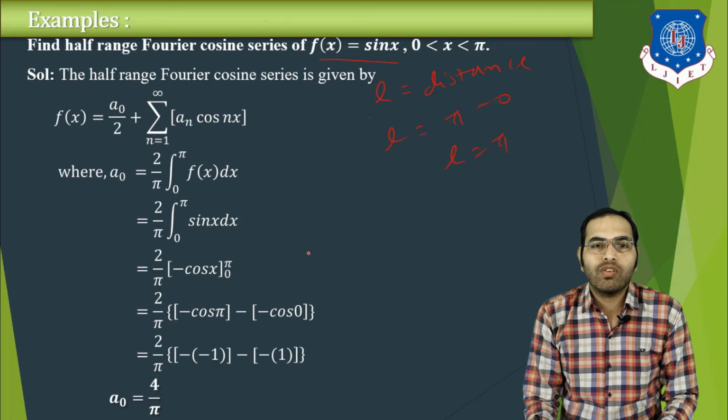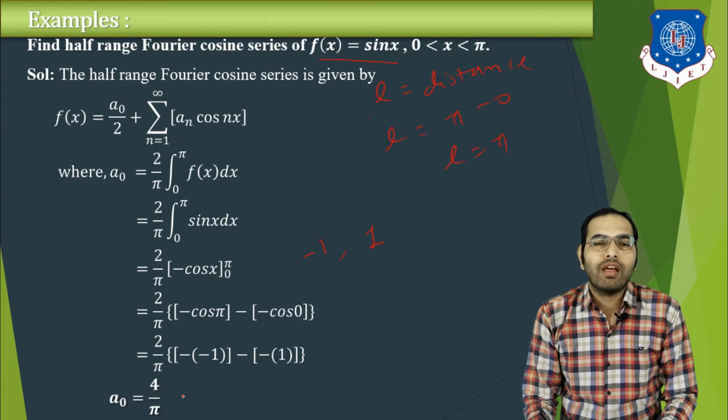You all are aware of the value of cos pi, that is minus 1, and the value of cos 0 that is 1, then here minus minus plus 1, here also minus minus plus 1, then that is 2, then 2 into 2 is 4, means the value of a0 is 4 by pi.